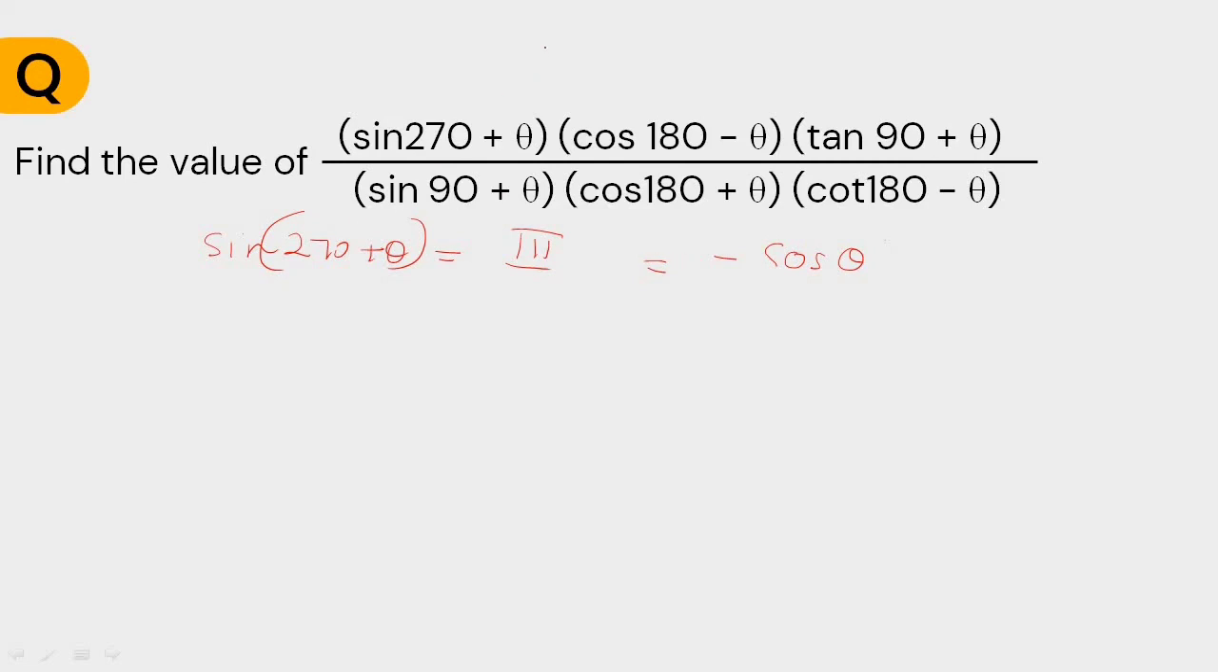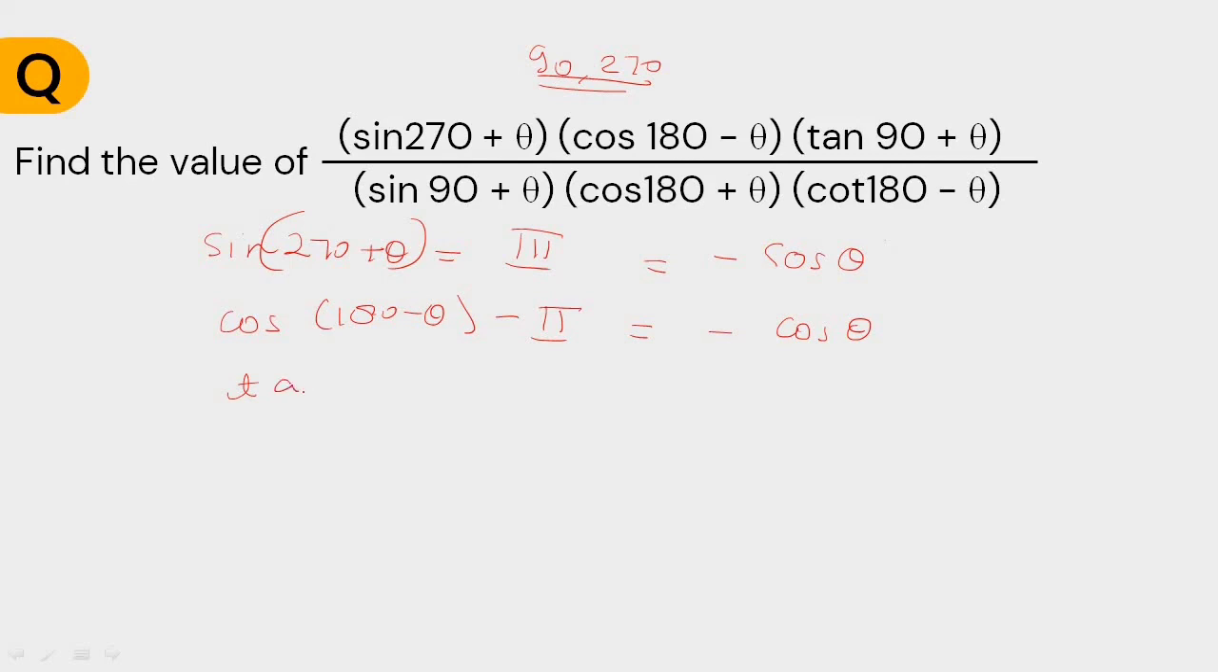We have seen now if it is 90 or 270, sine changes to cos, cos changes to sine, and similarly tan to cot, cot to tan. Second is cos 180 minus theta. It will lie in the second quadrant. In the second quadrant, the value of cos is negative, and it will not change. So it is again minus cos theta.